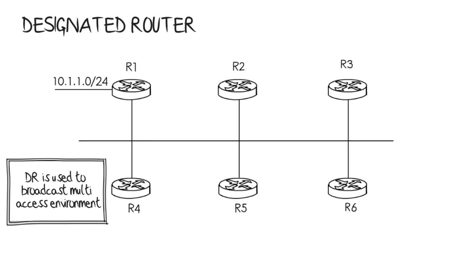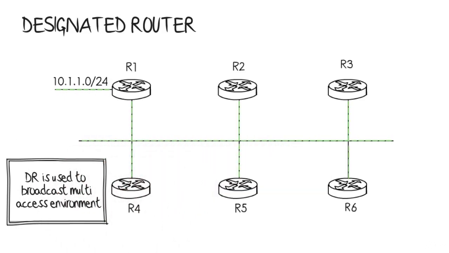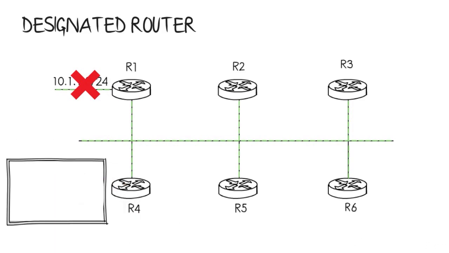So to explain why we have a designated router, let's assume that this network 10.1.1.0 is connected to router 1 and the 6 routers are connected to this Ethernet segment, and assume that this network goes down. So let's assume for the moment that there's no designated router on this Ethernet segment, and hopefully you'll quickly see why there's a requirement for a designated router. Without a designated router, all of these routers would have a full adjacency. In a full adjacency, LSAs are exchanged between routers.